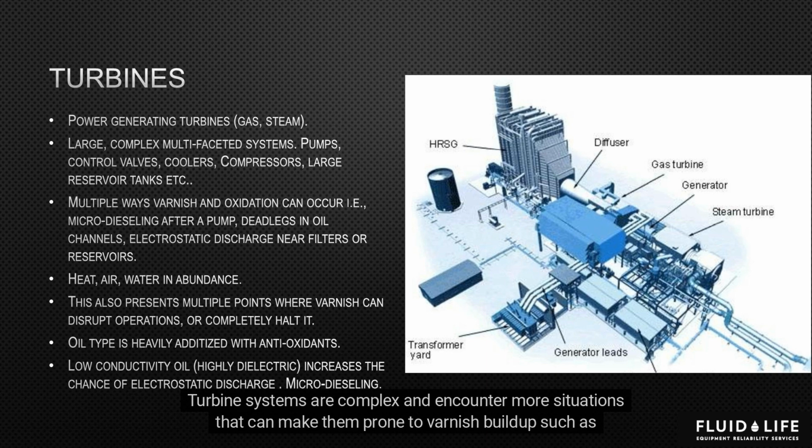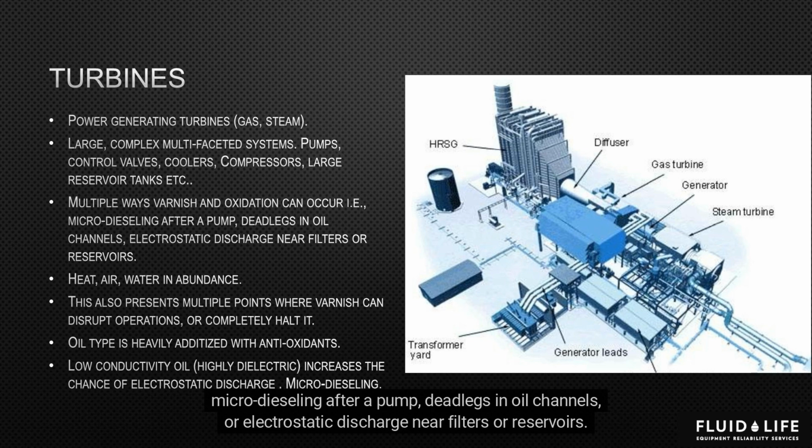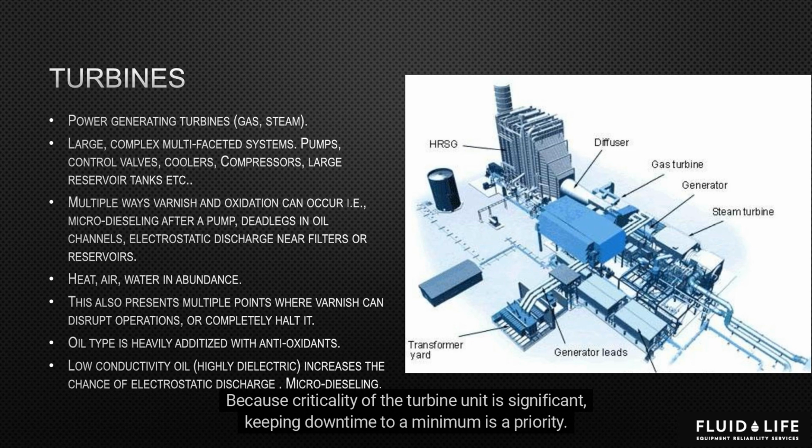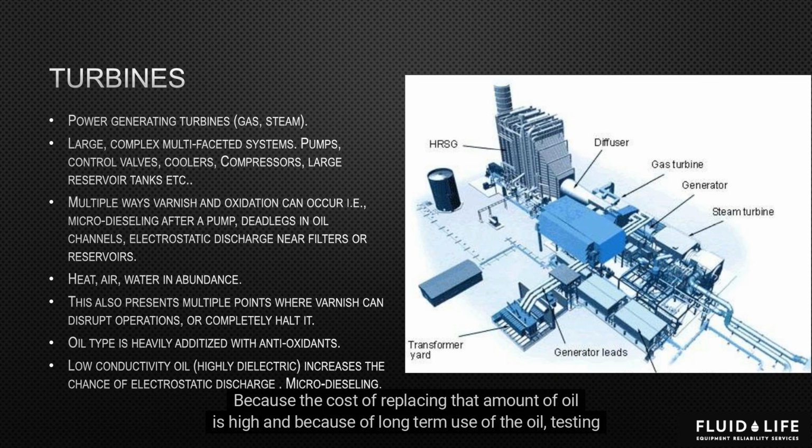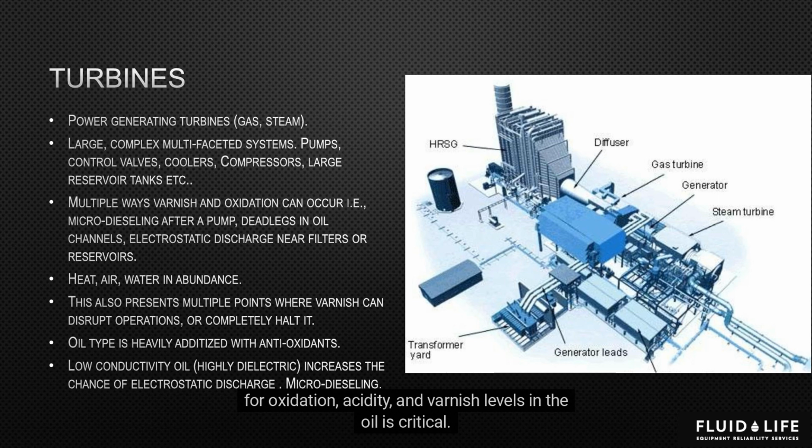Turbine systems are complex and encounter more situations that can make them prone to varnish buildup, such as micro-dieseling after a pump, dead legs in oil channels, or electrostatic discharge near filters or reservoirs. Because criticality of the turbine unit is significant, keeping downtime to a minimum is a priority. Because the cost of replacing that amount of oil is high, and because of long-term use of the oil, testing for oxidation, acidity, and varnish levels in the oil is critical.